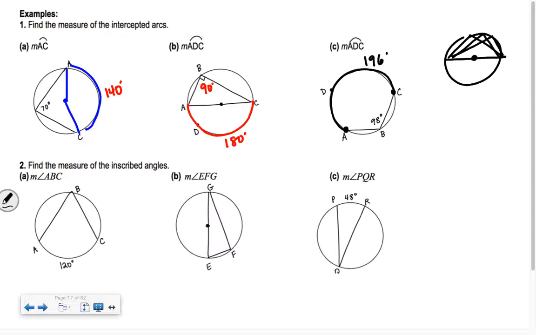So find the measure of the inscribed angle. So if I have 120, what's this inside angle? Measure of ABC? 60. Perfect. The next one? EFG, well, this was 180, right? Yeah. So what's EFG? 90.